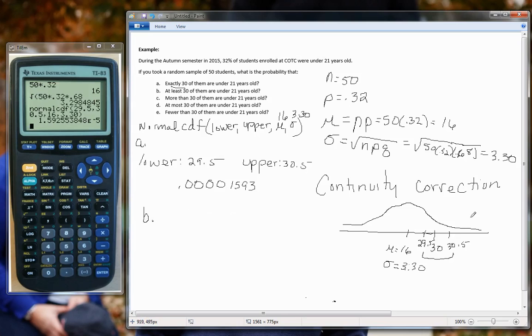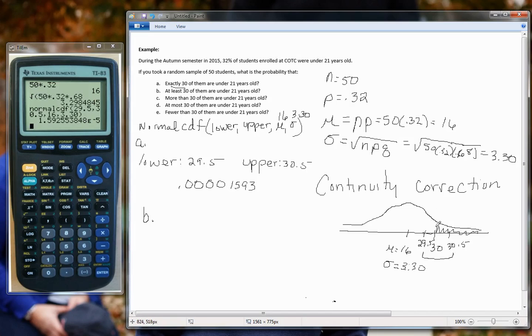So B says at least 30. That means we would include 30 and we would want all the way up to 50. Now, when we're using the normal distribution, we're actually not going to just stop at 50. We're going to think of it going on forever. When we think at least 30, that means we want to include 30. So we're going to go this way. We're going to shade it into the right.